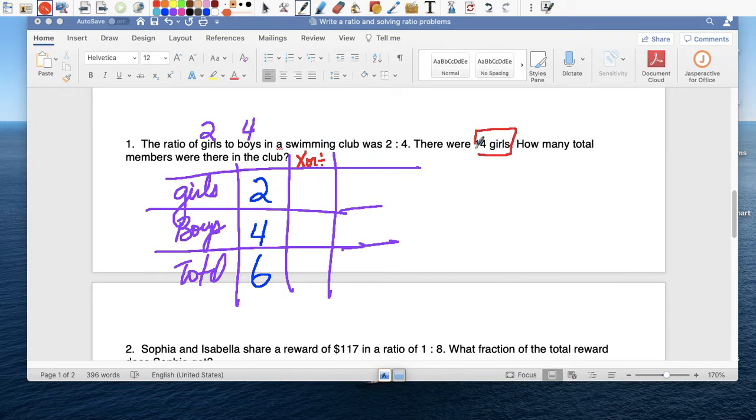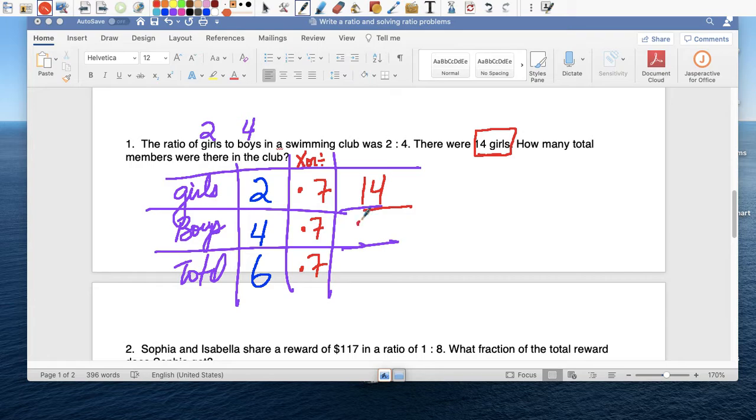There's 14 girls. What happens when there's 14 girls? Cuando hay 14 niñas, ¿cuánto hay? ¿Cuántos niños y cuál es el total? So when there's 14 girls, what are these 2 numbers here? Well, what's the relationship here? 2 times what's 14? Times 7. Entonces, we multiply this times 7 and this times 7.